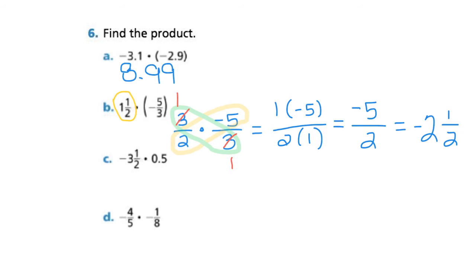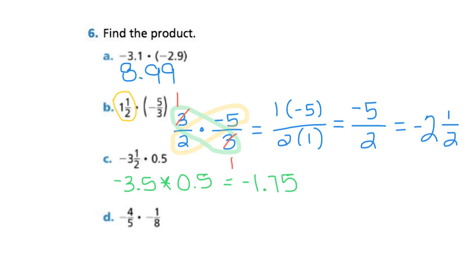Let's go to C. I've got one fraction and one decimal. I need to put these in the same form. Well, I got a decimal, so let's try for decimals. -3.5. Well, 1/2 is 0.5. So my problem is now -3.5 times 5/10. You again can put this in the calculator or do it by hand. In the calculator, I will get the product -1.75.